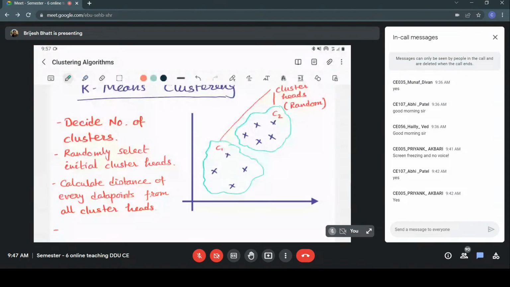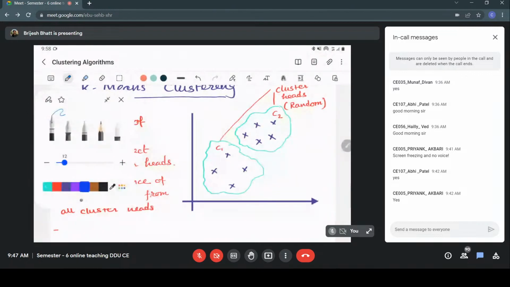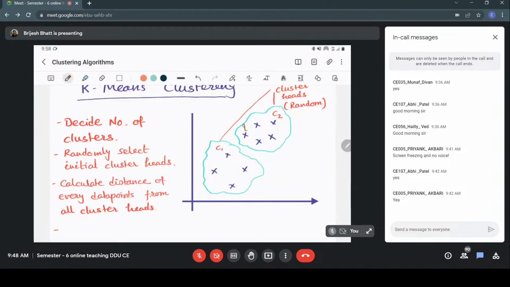Or maybe there might be some iterations of the algorithm also. For example, if you are taking a decision for this data point, for this one, if you notice its distance from C1 is less than the distance from C2, though I have not actually drawn anything to scale, but from visual inspection it looks like that. So in your first iteration, you might get something like this.